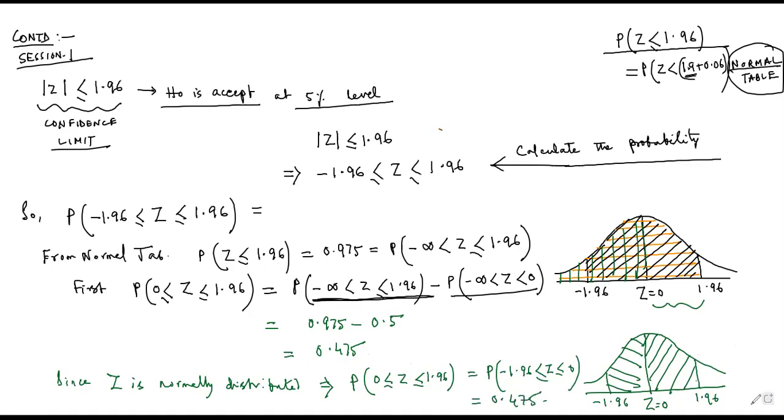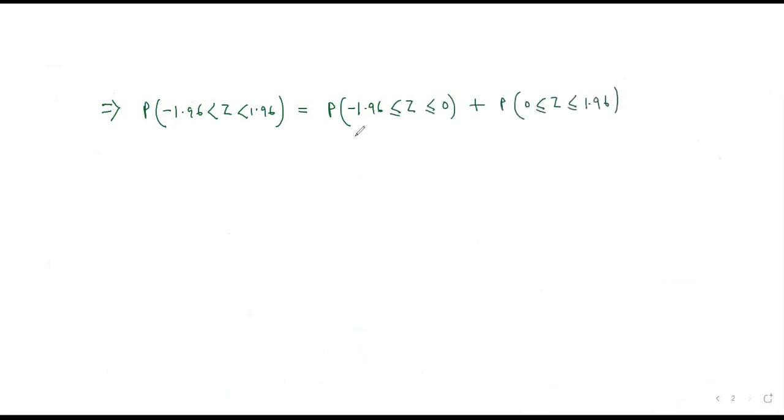Okay, and this implies that probability that Z lying between minus 1.96 to plus 1.96 is obtained by adding the two respective probabilities. So I'm going to add the two respective probabilities like this. And you know that both of them are equal to 0.475. And if I add the two terms, we get 0.95.